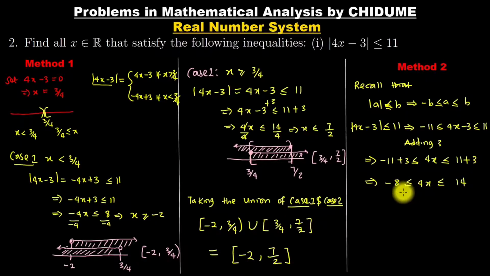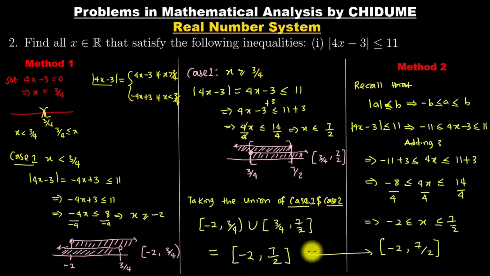14. And if I divide all through by 4, I'm going to have negative 2 less than or equal to x, less than or equal to 7 over 2. So I can write this in interval form as negative 2, 7 over 2. Which is still the same thing. So let's go ahead to the next question.